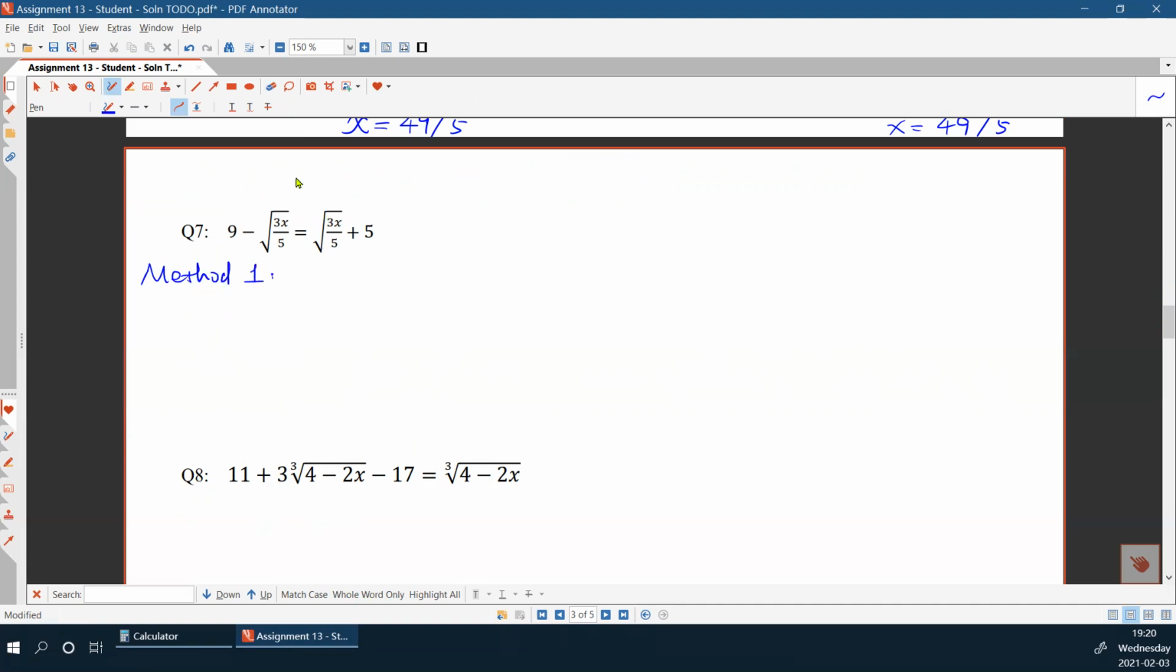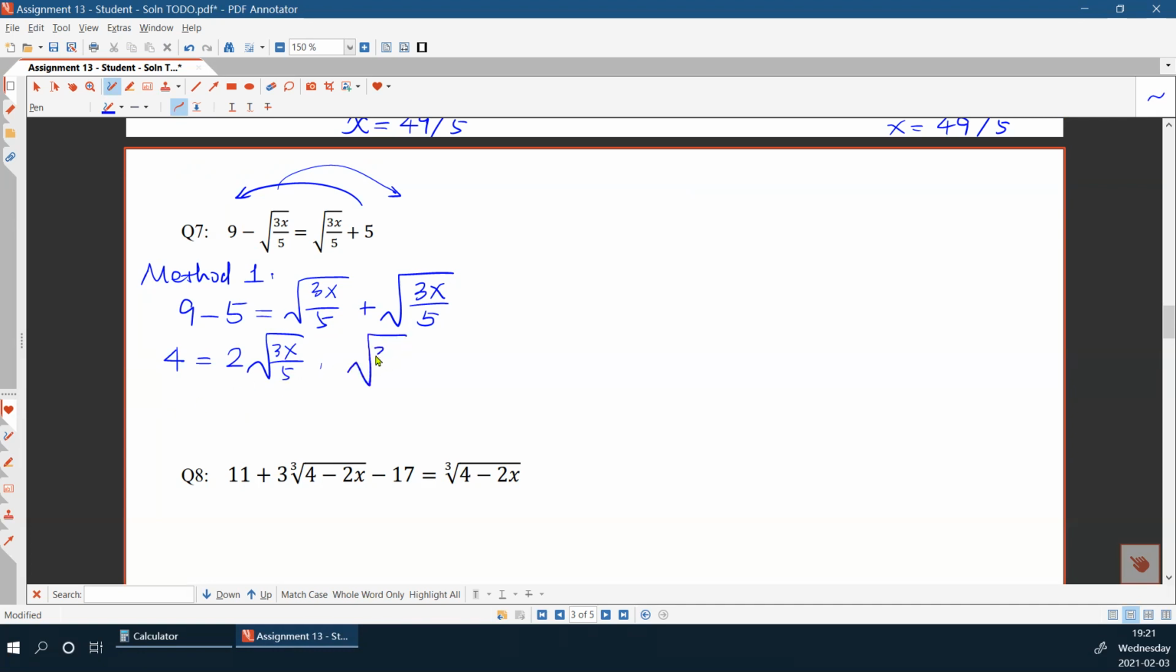merge them directly. We put the minus square root to the right side of the equation. At the same time, we put the constant on the left-hand side. This gives you 9 minus 5 is square root 3x over 5 plus another square root 3x over 5, right? And then you can merge the two terms on the right-hand side of the equation. This gives you twice of square root 3x over 5, right?